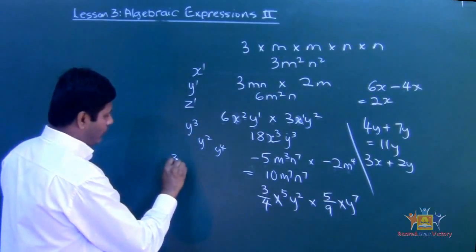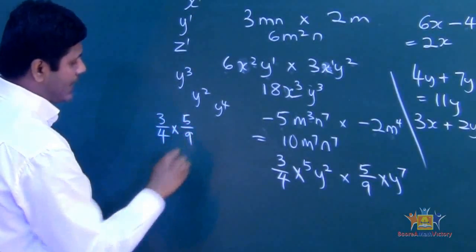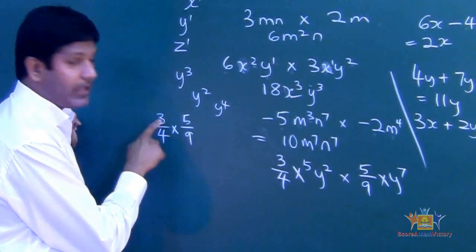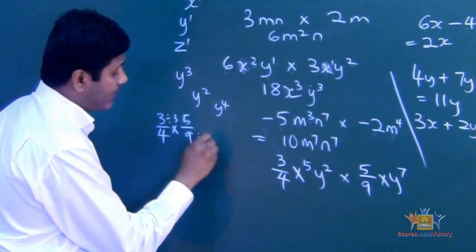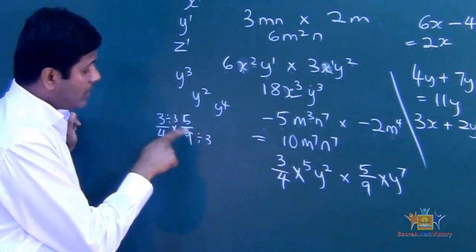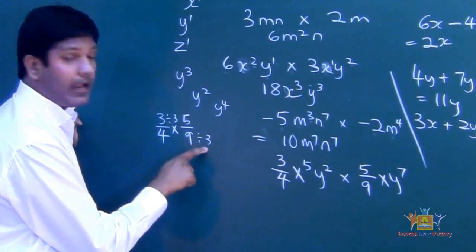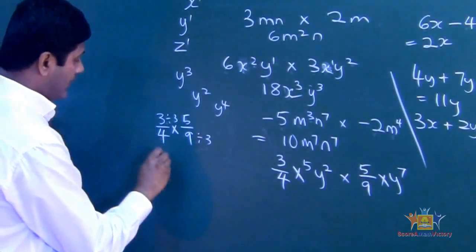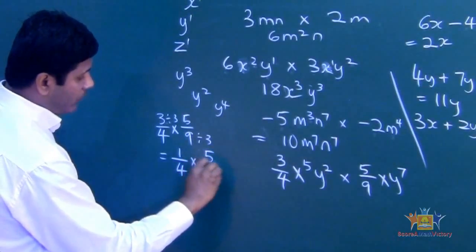So we're going to put 3 over 4 times 5 over 9. Can I simplify this way? No. What about this way? Yes. I can divide 3 by 3, and I can divide 9 by 3. Very important, the common number has been divided on this side and this side. That's why I decided on 3 and 3, because 3 can be divided by 3, and 9 can also be divided by 3. So that makes it 1 over 4 times 5 over 3.